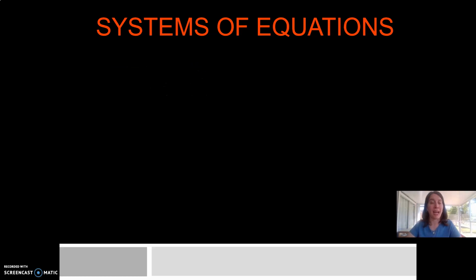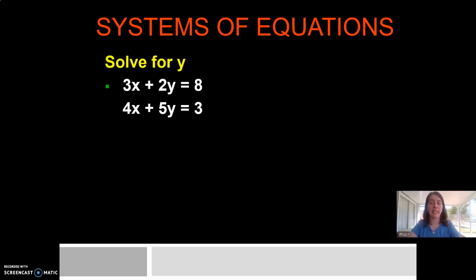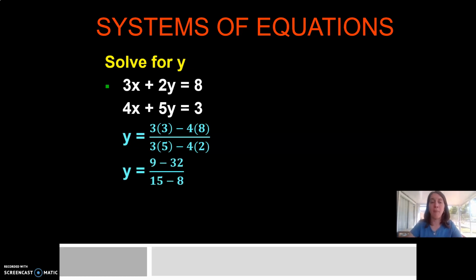Let's take this formula and go back to our system that we just looked at for x to see if we can correctly solve for y. So my formula for y says a1. I took the a from the first equation, which was the 3, times c2. The constant in the second equation is also the number 3, minus a2, that was our 4, times c1, 8. All over, and notice the denominator is the exact same thing we saw for x. So 3 times 5 minus 4 times 2. Multiply first, so 9 minus 32 over 15 minus 8, and that gives us negative 23 over 7.